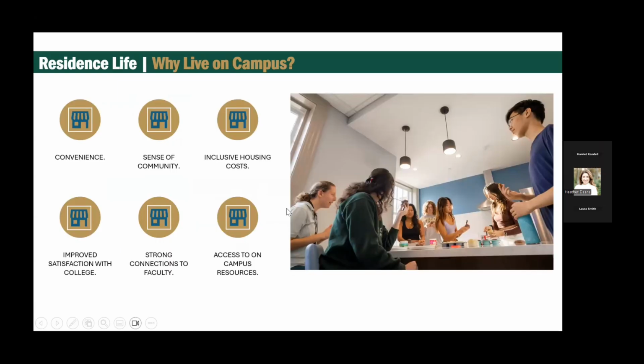So first people ask us, why should students live on campus? Number one, students and families tell us there's that convenience, and we hear often about the sense of community. Families like that inclusive housing cost. And we also find statistically there's an improved satisfaction with college, and students are able to develop those strong connections with faculty, and they do like that immediate access to campus resources that are often just next door.